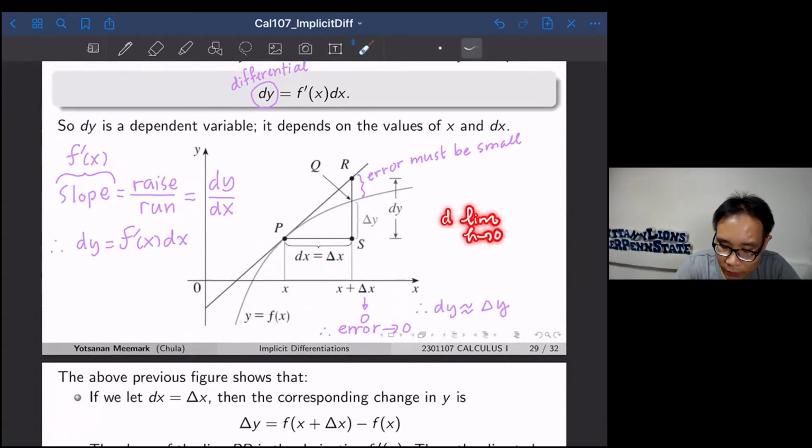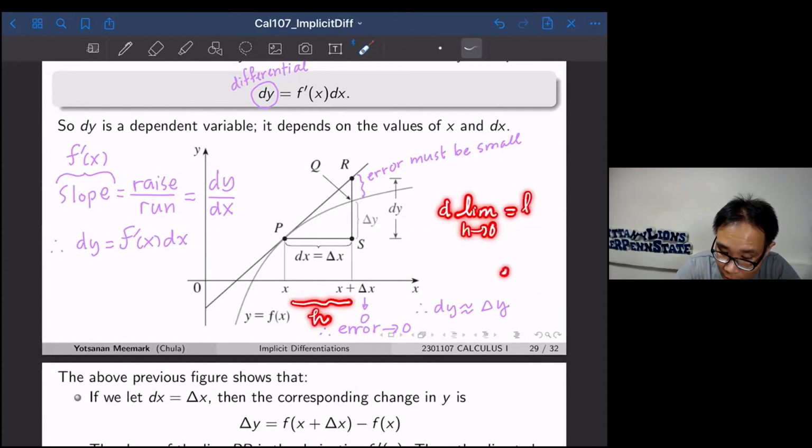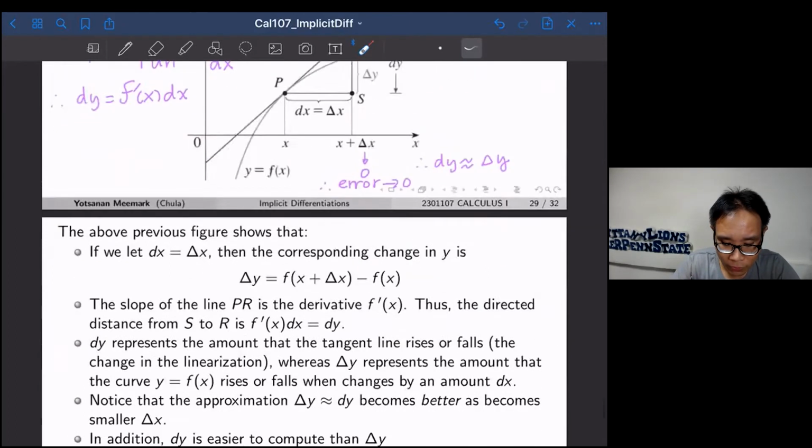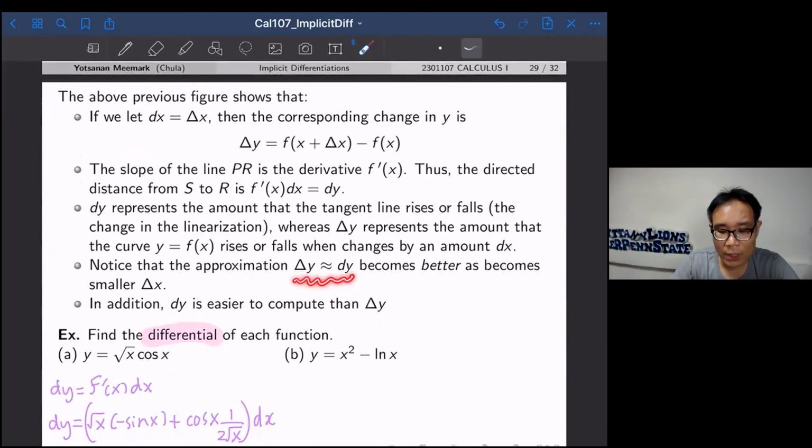Okay, and when you have the differential, you have limit h going to 0. And what is h? h will be this distance. It means limit delta x going to 0. So when you have delta x small, this turned out to be the same concept. This is why I say that delta y approximating dy becomes better as delta x gets smaller.